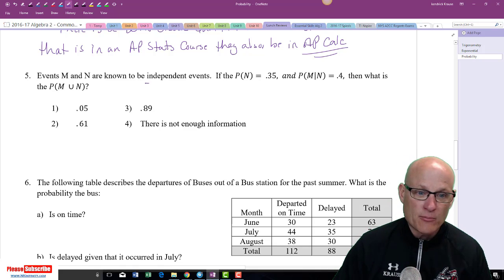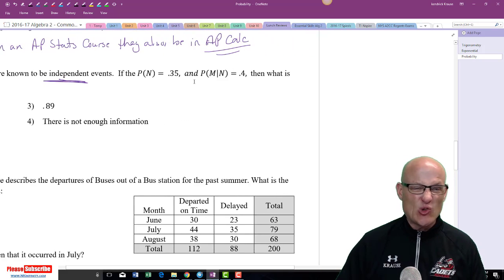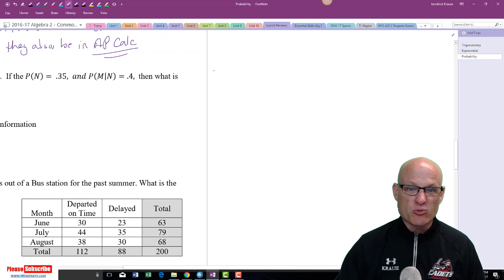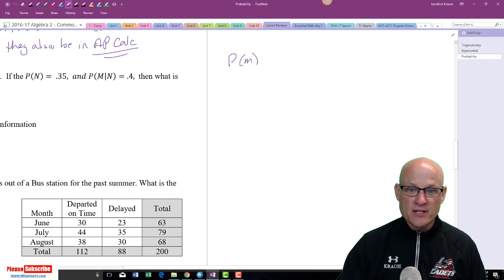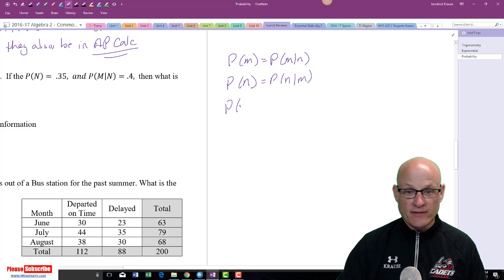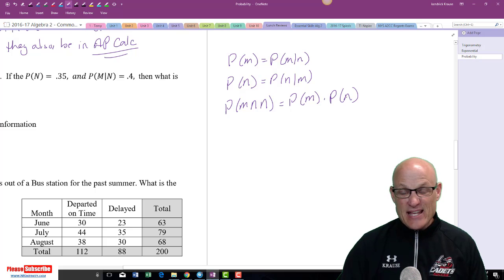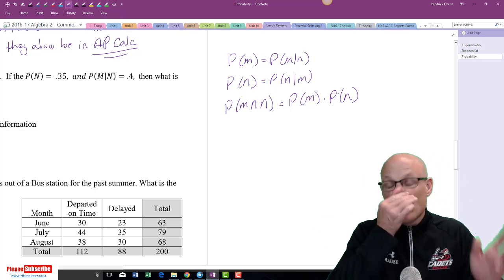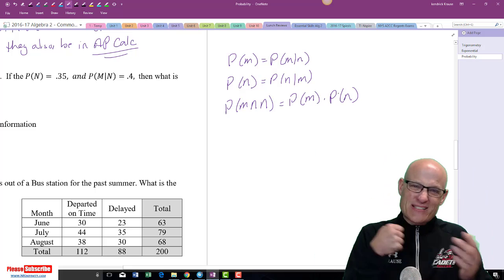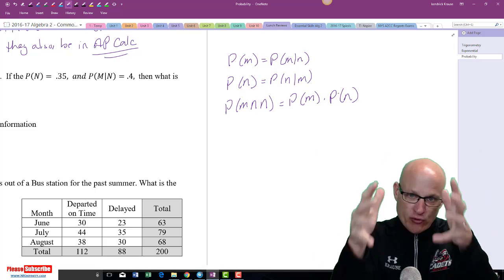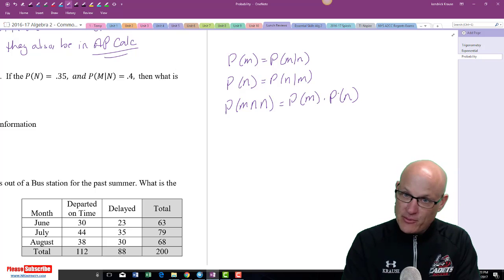All right. Events M and N are known to be independent. Okay, guys, right there. Boom. Let me get some stuff down. As soon as I tell you they're independent, I know three things. The probability of M is equal to the probability of M given N. I know that the probability of N is equal to the probability of N given M. I also know that the probability of M and N is equal to the probability of M times the probability of N. That is incredibly important. As soon as I tell you they're independent, I know those three things. They have to be true.